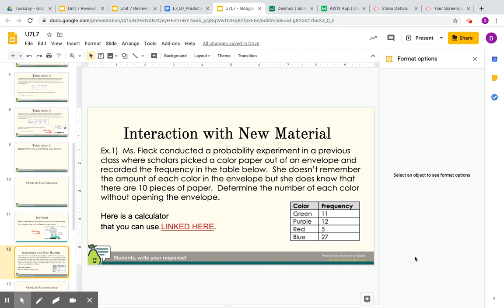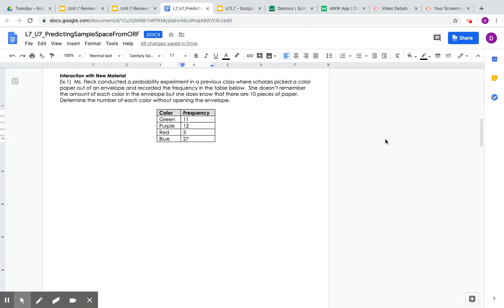All right, scholars, I'm going to help you get started on the interaction with new material. You'll be making a prediction for one of these colors here, and then you'll complete it, and I'll remind you how to check your work. Okay, so interaction with new material.